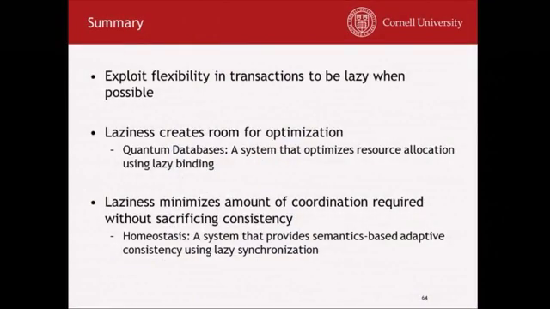So with that, let me summarize. The key idea is that we want to exploit flexibility in transactions, and I have identified classes of transactions where such flexibility is available, to be lazy when possible. And I showed you one example in which this laziness created room for optimization, and I presented quantum databases as a system which does that. I have showed you another instance where this laziness minimizes the amount of coordination required without sacrificing consistency, and I presented Homeostasis, which provides such semantic-based adaptive consistency.